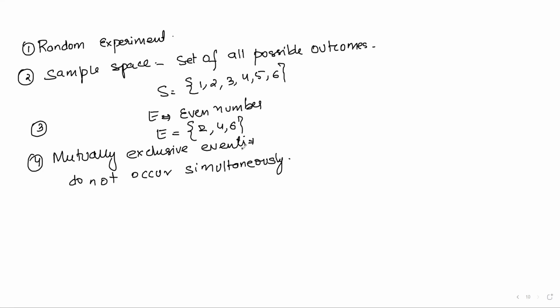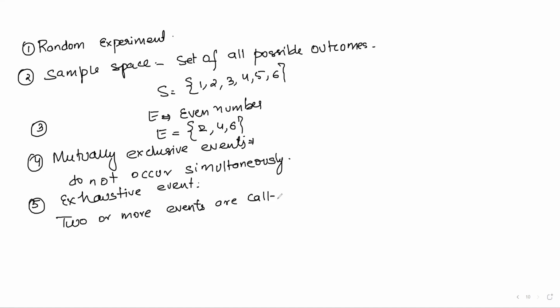So such type of events are called mutually exclusive events. Next, we have fifth, exhaustive events. So this is 11th part here, exhaustive event. Two or more events are called exhaustive if their union is compulsory. Okay, so if you find the union of the events, then you will get the complete sample space. In such a case, the events are called exhaustive events.